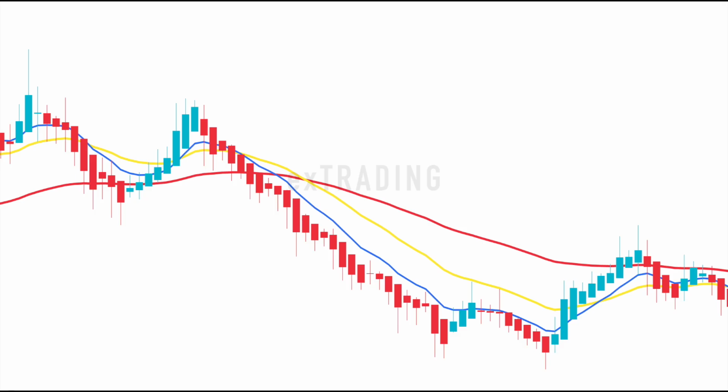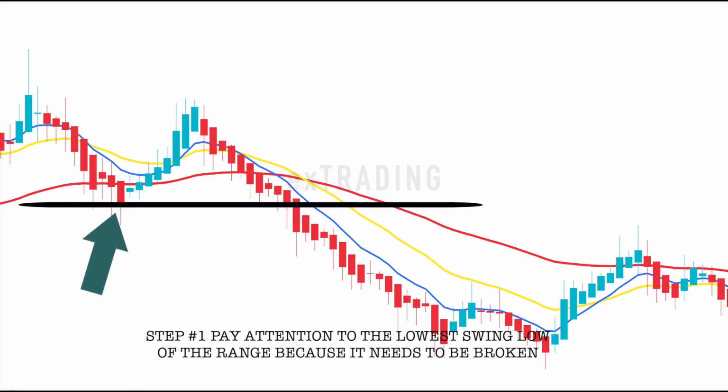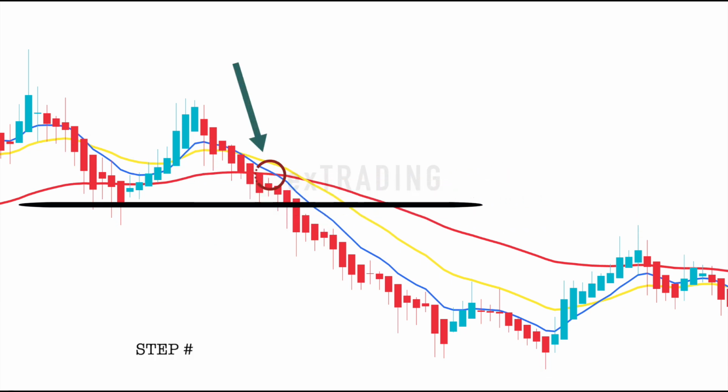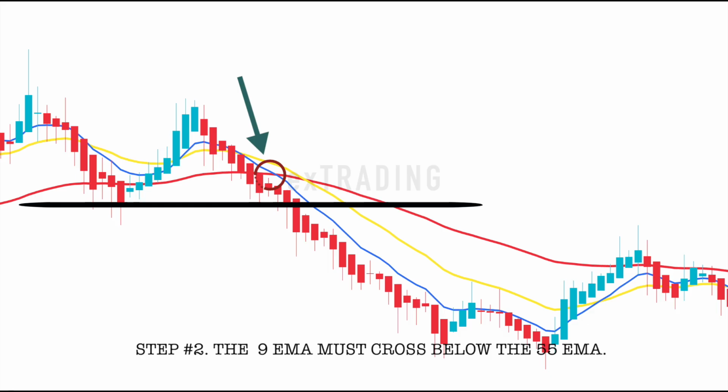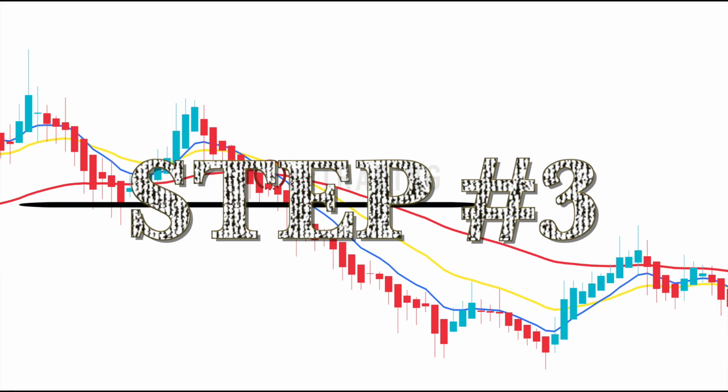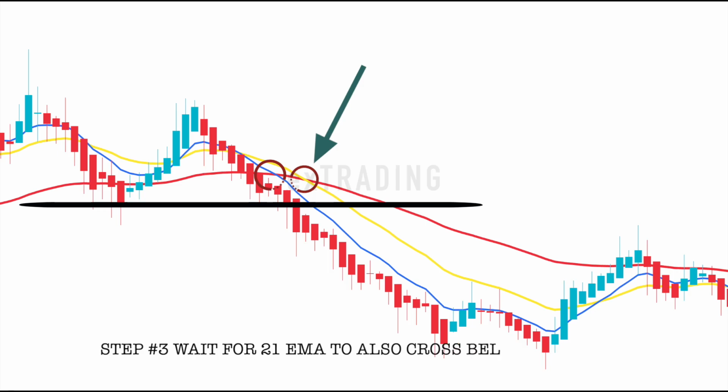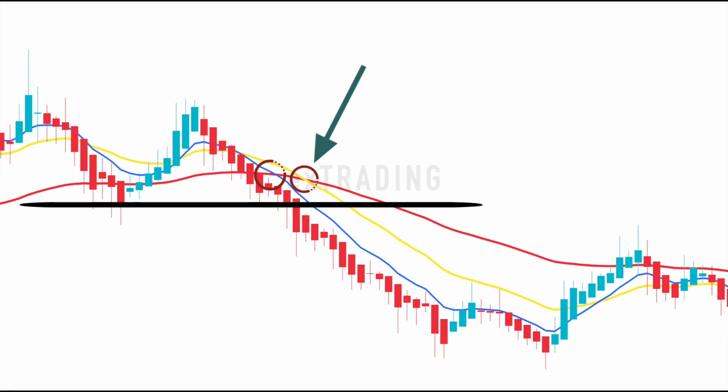Sell rules. Step number 1. On the chart, pay attention to the lowest swing low of the range because it needs to be broken to consider opening a short or sell position. Step number 2. The 9 exponential moving average must cross below the 55 exponential moving average. Step number 3. Wait for 21 exponential moving averages to cross below also the 55 exponential moving average. That means the 9 and the 21 exponential moving averages must cross and be below the 55 exponential moving average.